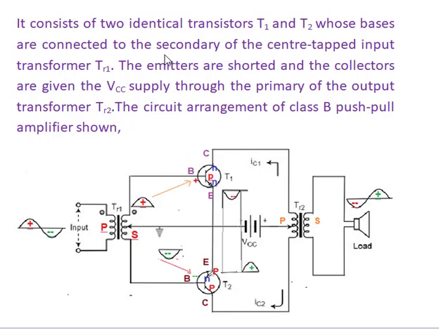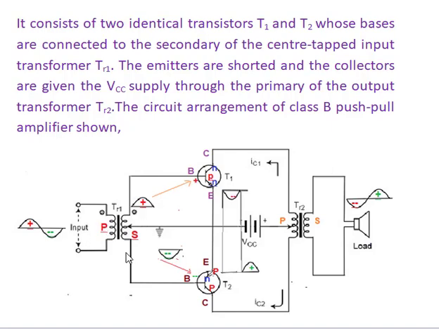The bases of both transistors T1 and T2 are connected. This is the base of the second transistor T2. This is the base of the first transistor T1. Both are connected to the secondary of the center-tapped input transformer.